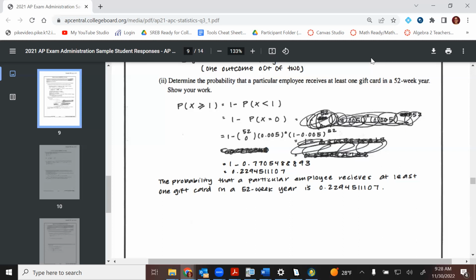For 0.22945, this is where I think the other person wrote 0.2294 instead of 0.2295, just a rounding thing. And then they provided some context down here. The probability that a particular employee receives at least 1 gift card in a 52-week year is 0.2294, and then they wrote all the decimals. You do not have to include all the decimals. Usually 4 places is more than enough.